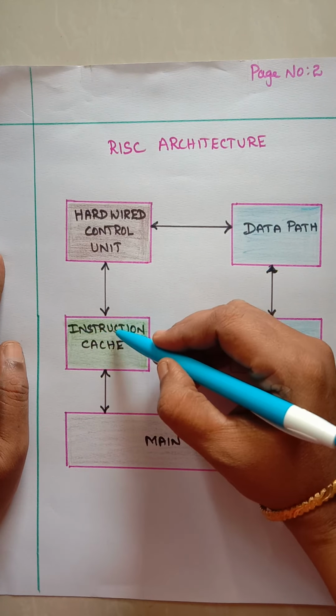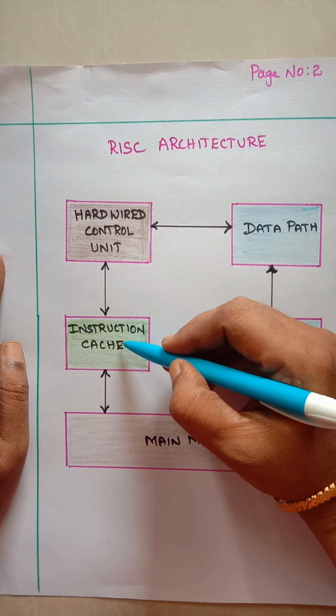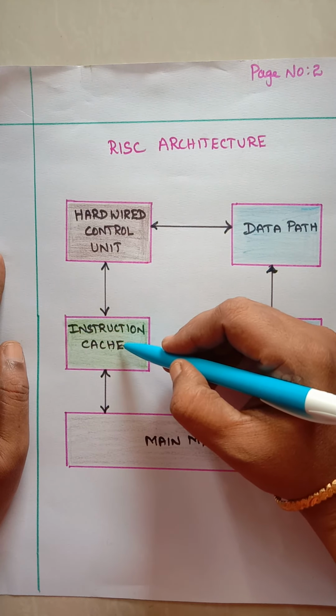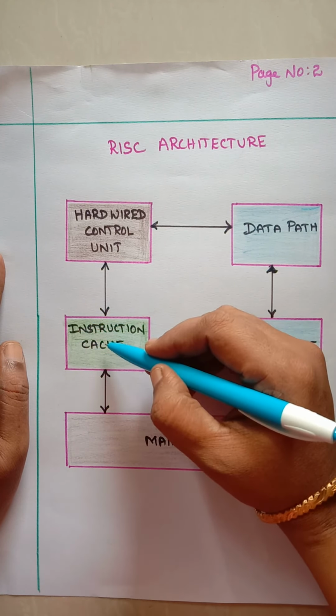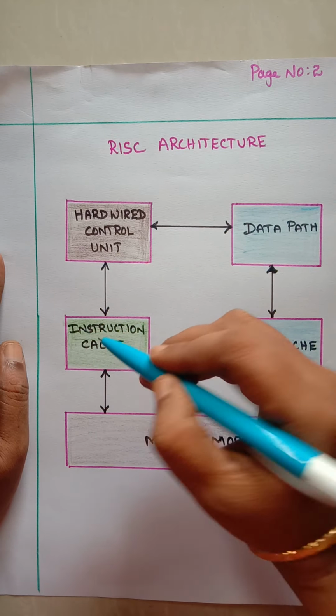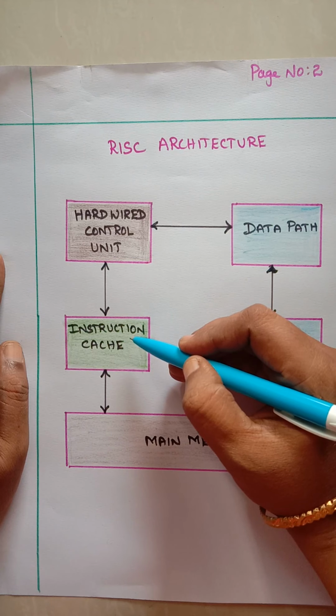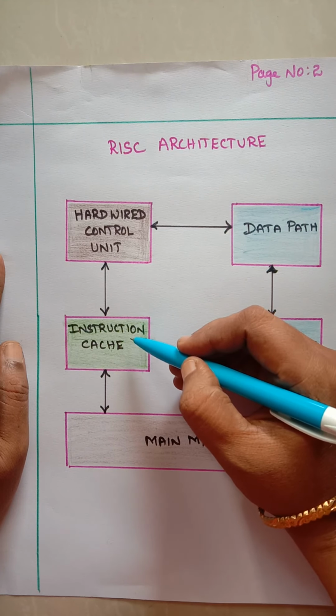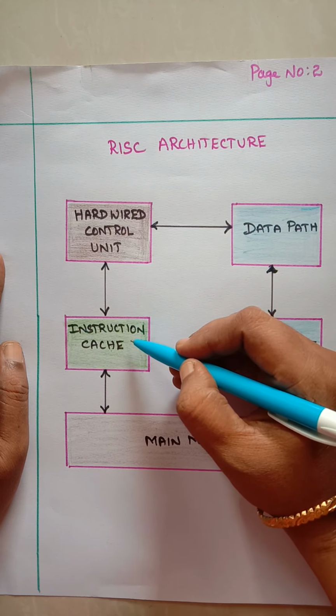If the instructions are present in this cache, then it is a cache hit. If the instructions are not present in the cache when I am searching for them, it is called a cache miss. If a cache miss happens, that will generate an error or exception that will be handled by the cache miss handler.